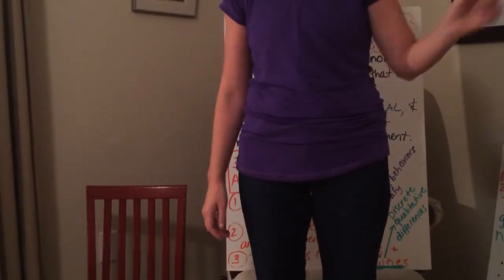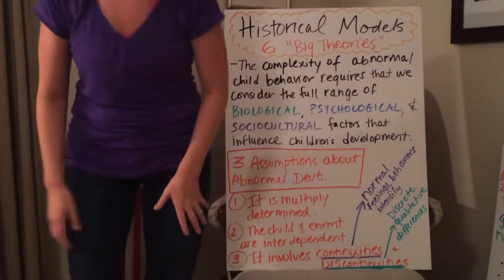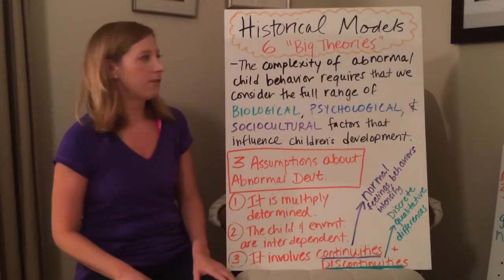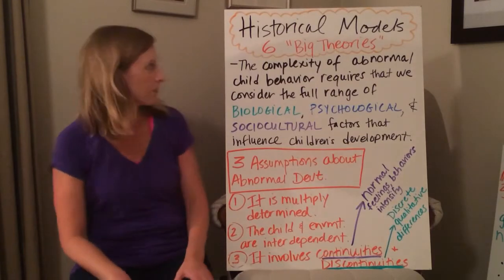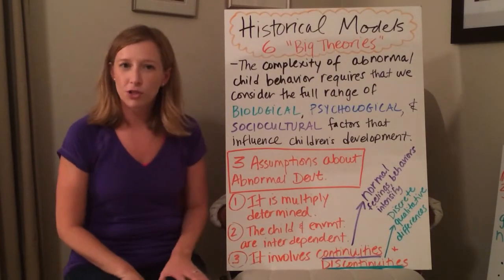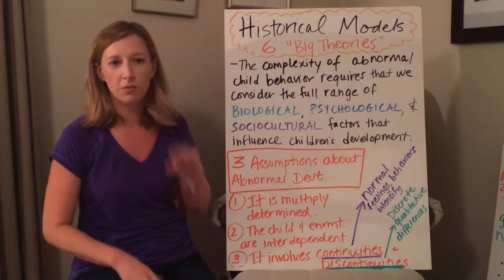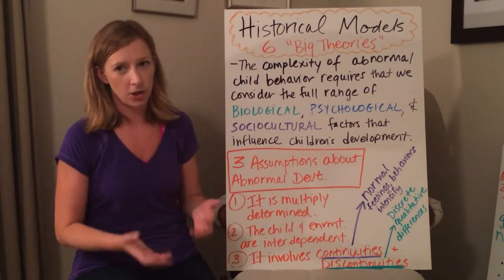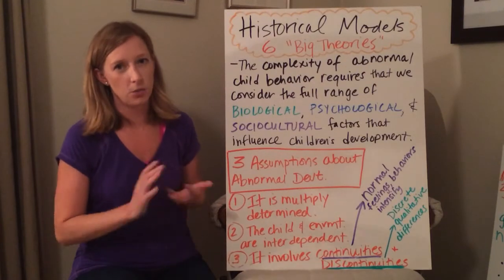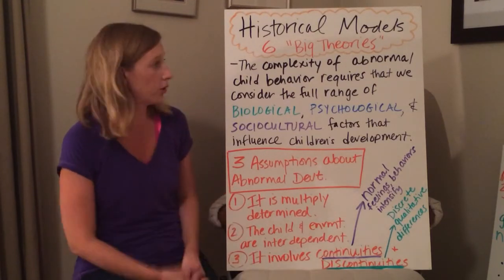Thank you, guys. All right, this is Vodcast 2, Models of Child Development. So in Chapter 2, we're talking about historical models, the 6 big theories that are used to explain child development and psychopathology. So typical child development as well as psychopathology. So some of this will be review for some of you.